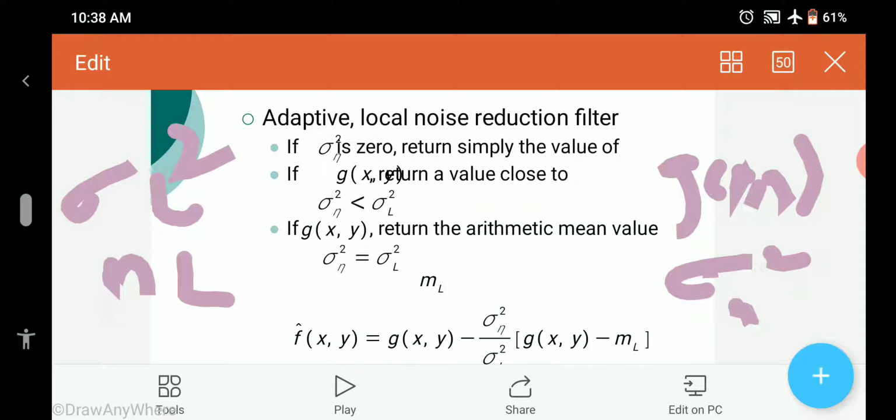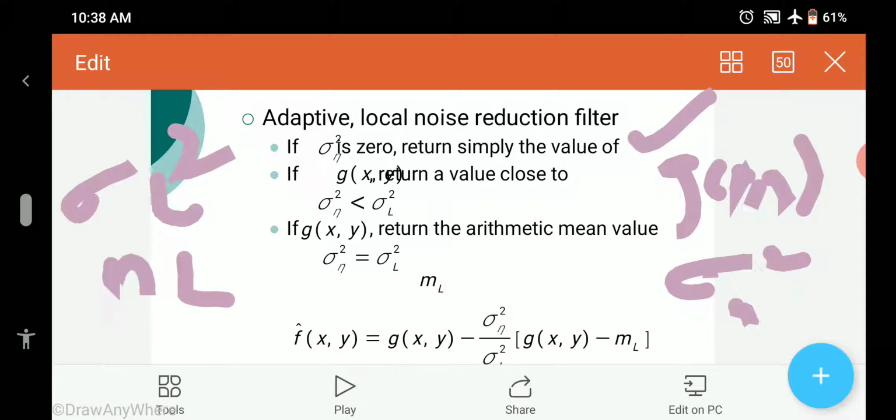Now we will see how this filter behaves. The first case is if sigma n square, that is the noise variance, is 0, the filter should return simply the value of g of x comma y. That is the trivial zero-noise case in which g of x comma y and f of x comma y are equal, which means no noise is present.